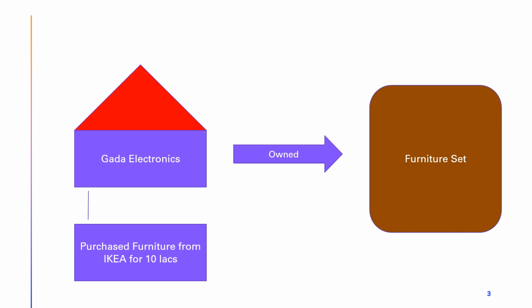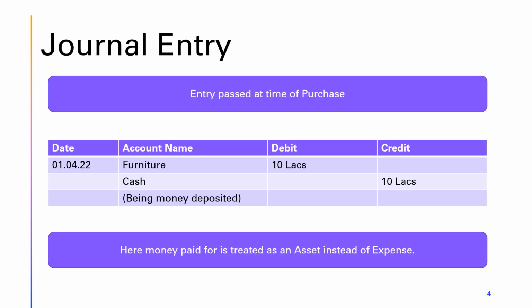As we know, Gara Electronics had purchased furniture amounting to rupees 10 lakhs for the purpose of commencing business. If you remember, the entry passed was as follows. Over here, when we paid the money, instead of recording an expense, as we did when money was paid for the purchase of a TV set or electricity bill, we recorded it as another asset under the name of furniture. So in short, we have transferred 10 lakhs from one form of asset to another form.